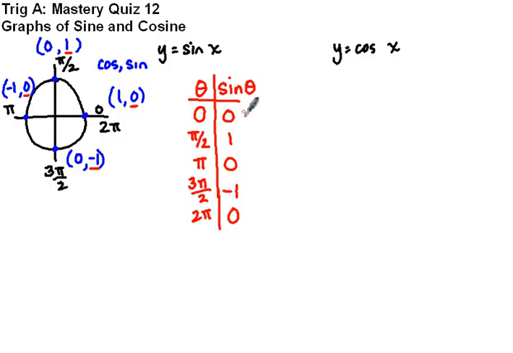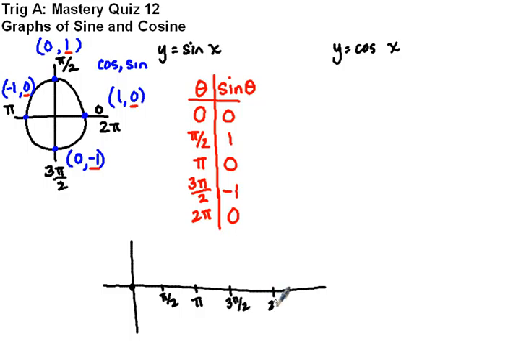I have 5 points now to graph on my sine curve. My x values are 0, pi over 2, pi, 3 pi over 2, and 2 pi. At 0, the point I'm plotting is (0, 0). Then I plot (pi over 2, 1). Then I plot (pi, 0). (3 pi over 2, negative 1). And finally (2 pi, 0). There's my points. Connect them.